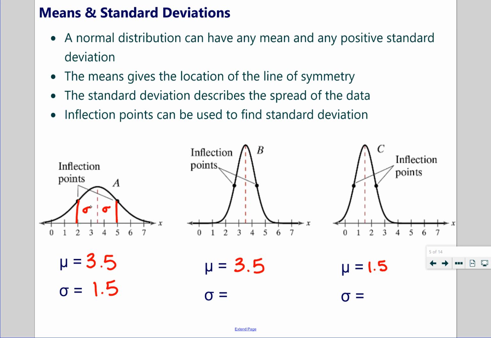All right, so what would you estimate the standard deviation of the one in the middle is then? Standard deviation is going to be 1. If you drop those inflection points down, they're about 1 unit from the mean. And then what about the last one? Also 1. Okay. Questions on that?